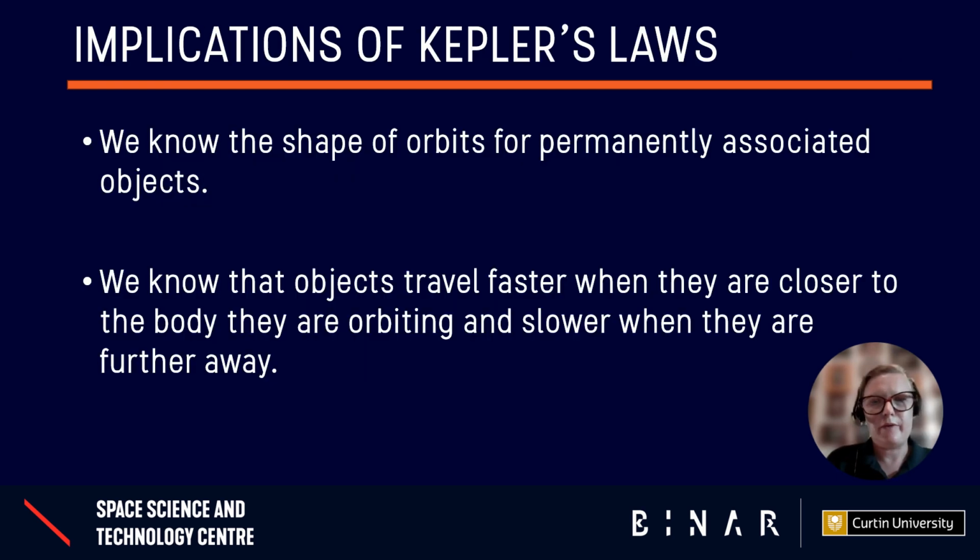So now that we know a little bit about Kepler's laws, what are the implications of this? Well, now we know the shape of orbits for permanently associated objects. So there are those objects whose orbits go around and round and round and round. For example, Binar going around the Earth. It's not permanent, but in the case of what we're discussing, we'll call that permanent. We now know what shape they are. They're ellipses, and sometimes they're an ellipse that looks like a circle, where the eccentricity is very close to 0.